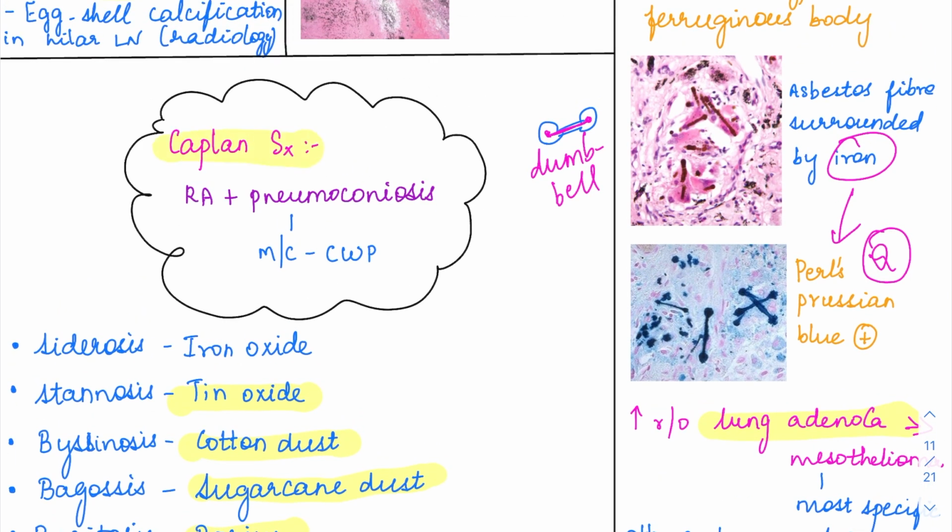And there is Caplan syndrome. Caplan syndrome is nothing but a combination of pneumoconiosis with rheumatoid arthritis. Okay, and most commonly the pneumoconiosis which is associated with Caplan syndrome will be coal workers pneumoconiosis. Okay.